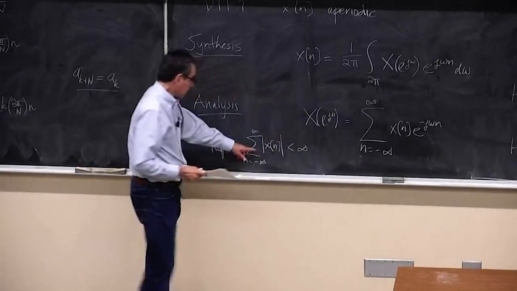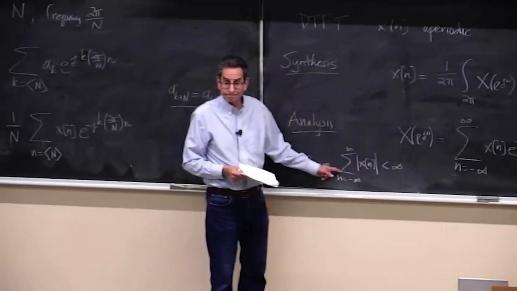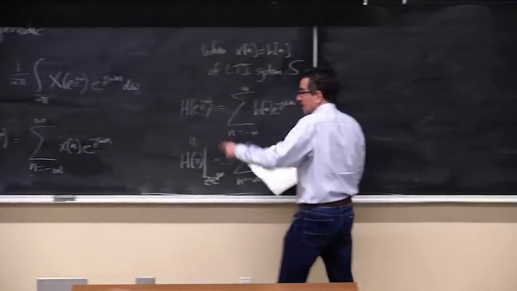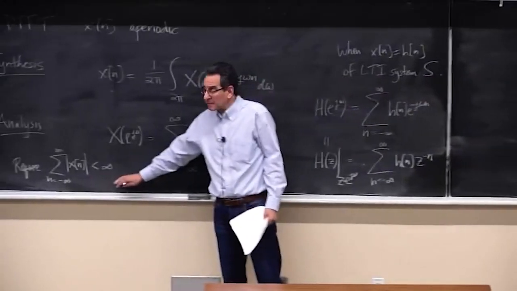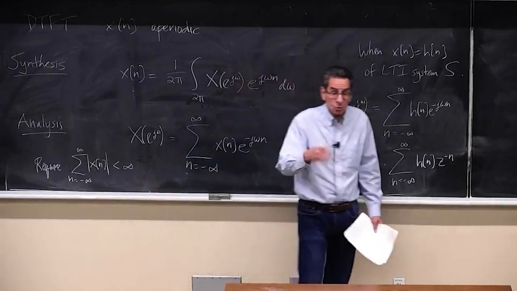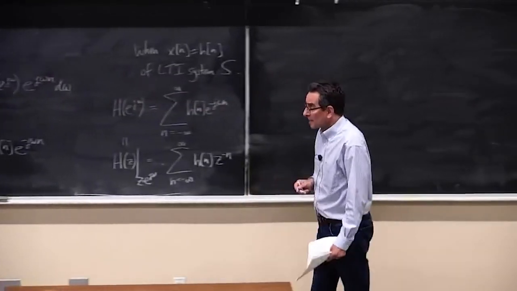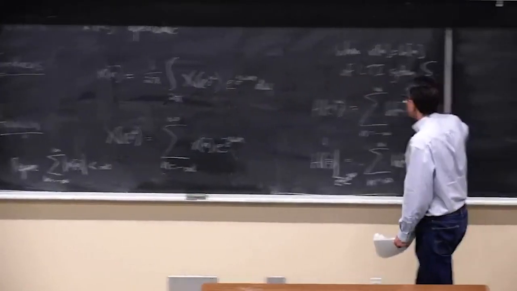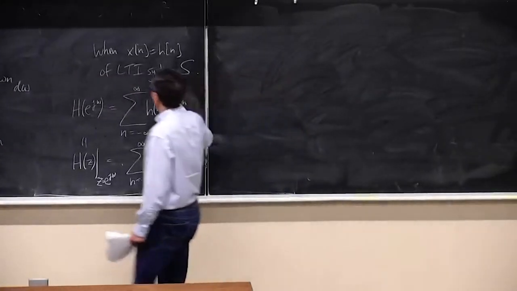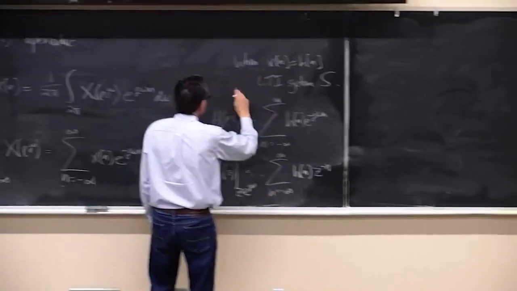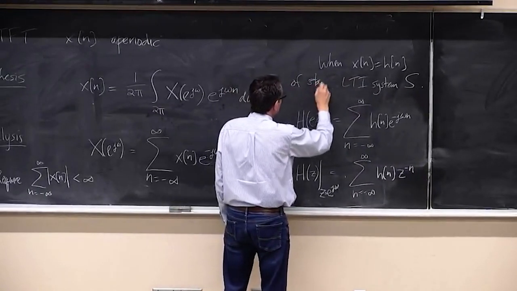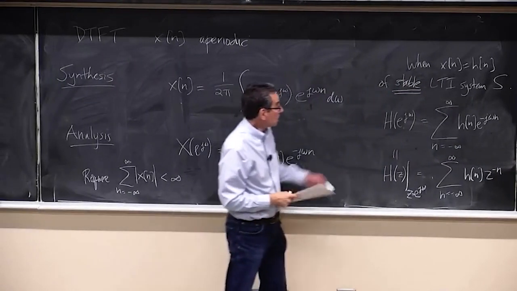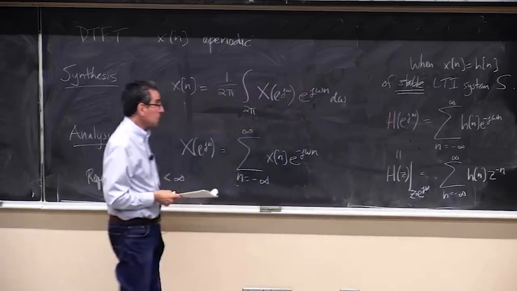So we want x of n to be absolutely summable. And that condition, now I haven't proved that we require this, but the theory behind it is similar to the convergence issues we had with the Fourier transform. So this condition, when we put it over here, we actually want to insist, just like in continuous time, that the system be stable.